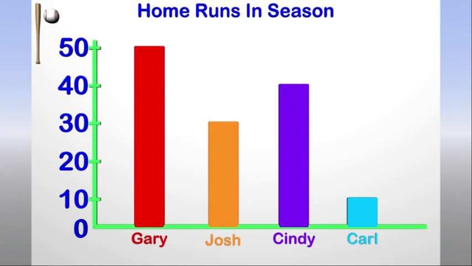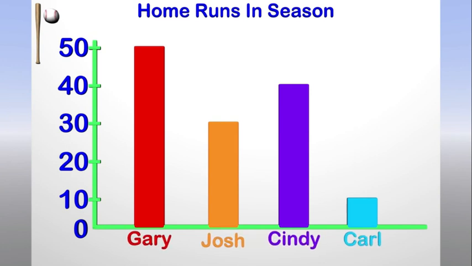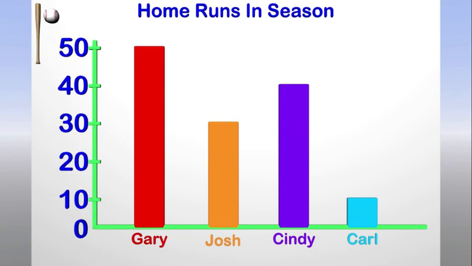Here is a bar graph. You might remember that a bar graph is a great way to show data and help us answer questions about the data. The title at the top says Home Runs in Season. The title tells us the data shows how many home runs were made that season. If we look at the bottom of the bar graph, we have some of the baseball players listed. On the left side, we have the number of home runs going from 0 up to 50. The numbers are in increments of 10, so we are counting by 10.